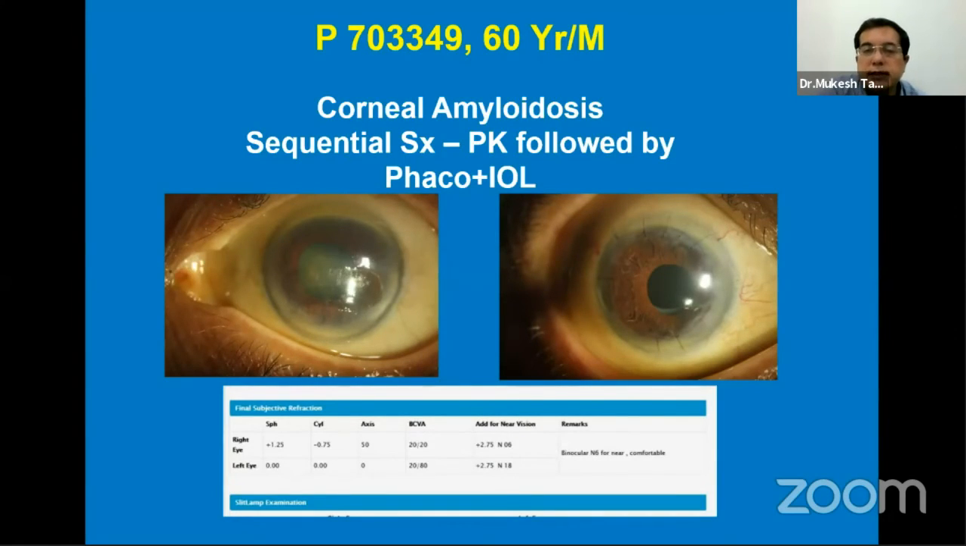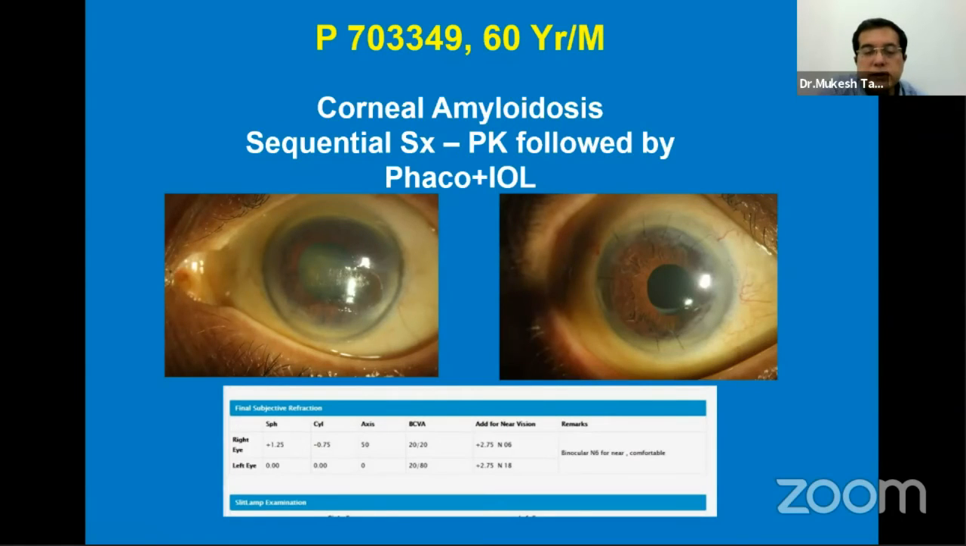In this particular case, where the patient had corneal amyloidosis, I chose to do a sequential surgery. That is, I simply did a PK, and after 6 months, we did a phaco with IOL. And you can see the refractive error is much more predictable, plus 1.25 sphere and minus 0.75 cylinder, a spherical equivalent of just about plus 0.75, and 20/20 vision thereafter.